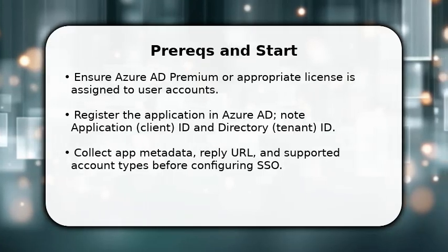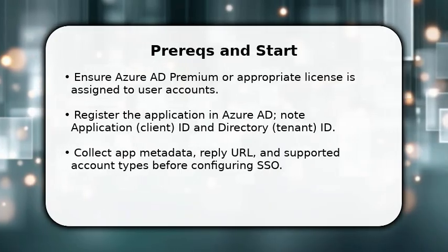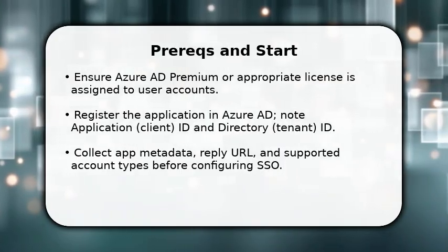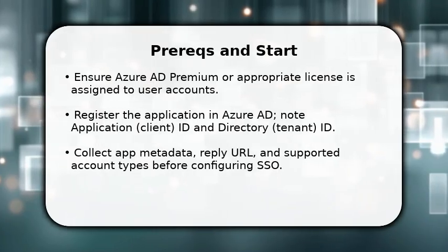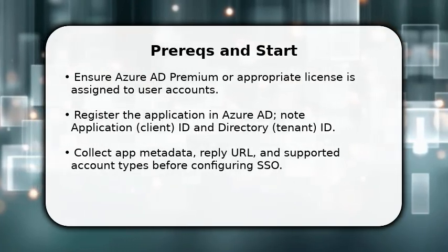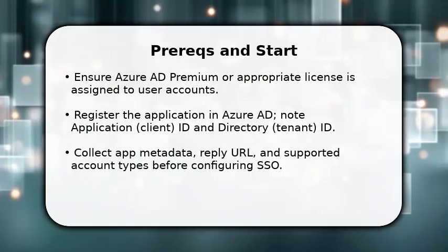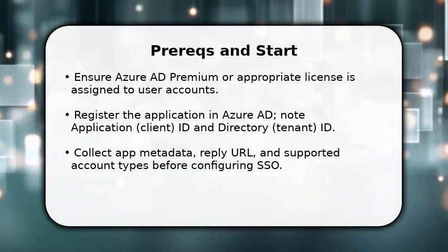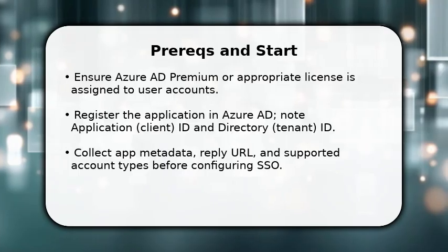You start by confirming prerequisites, Azure AD Premium and admin permissions. Open the Azure portal and go straight to Azure Active Directory, then App Registrations to register your app. Once registered, copy the application client ID and directory tenant ID.